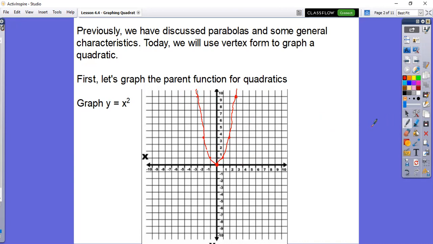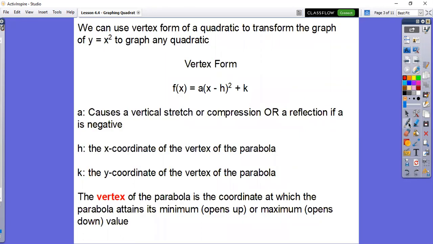The reason we need to understand what this graph looks like is because when we put something into vertex form, it transforms this graph, meaning that it moves the graph around in the coordinate plane for us to figure out what the graph looks like. So let's take a look at what vertex form is.